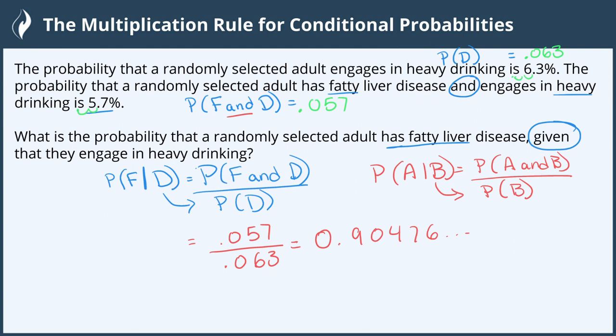Let's change this to a percent since our original gave us the probabilities in percents. So let's go ahead and move this 2 place values to the right, making this 90. And our original question has it at 1 decimal place, so we will round to 1 decimal place. The 7 is larger than a 5, making the 4 a 5. So we get 90.5% is the probability that a randomly selected adult has fatty liver disease given that they engage in heavy drinking. And now we're all done.